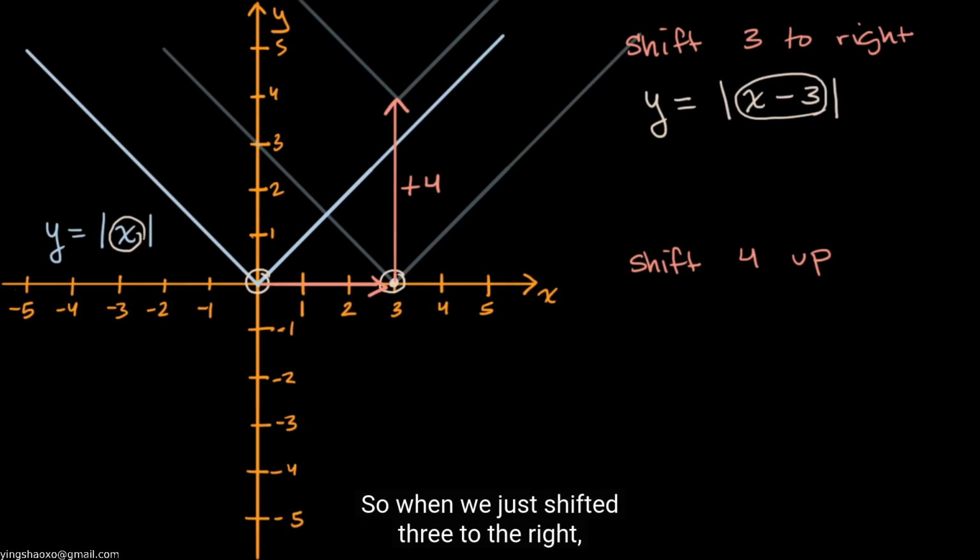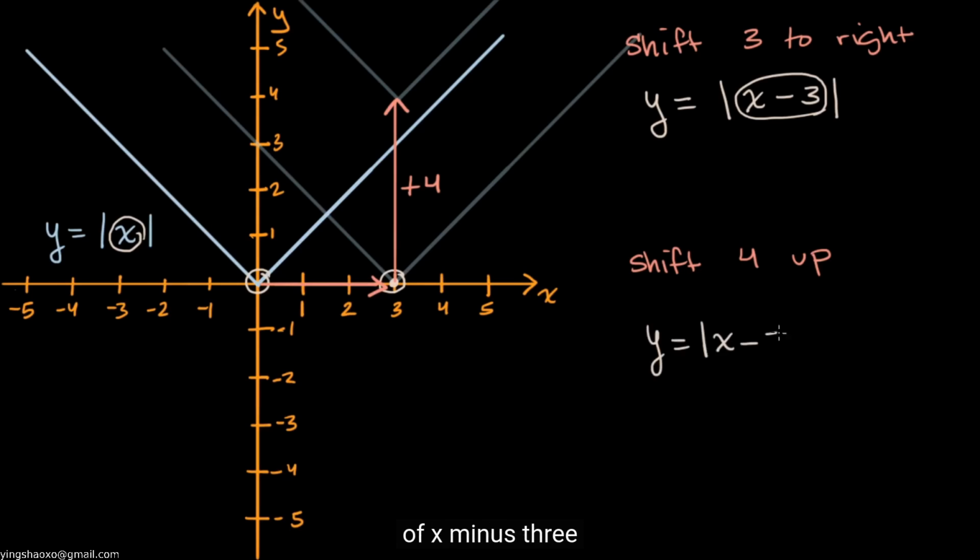So when we just shifted 3 to the right, our equation was y is equal to the absolute value of x minus 3. But now whatever we were getting before, we now have to add 4 to it. We're going up in the vertical direction, so we just have to add 4. Now this makes a little bit more sense.